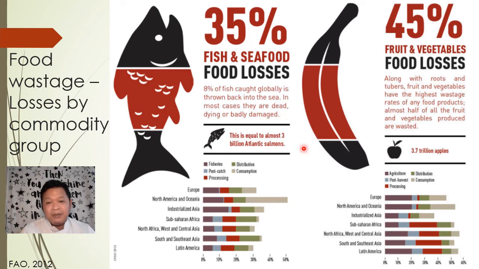Okay, that's equivalent to 3 billion Atlantic salmons, and for the food losses, about 3.7 trillion apples worth of food. So notice that this was a very Western infographic, no? Kasi napaka-Western, salmons and apples. Anyway, of course, at 45%, as you can see here, even in developed countries, malaki pa rin ang losses sa agriculture.